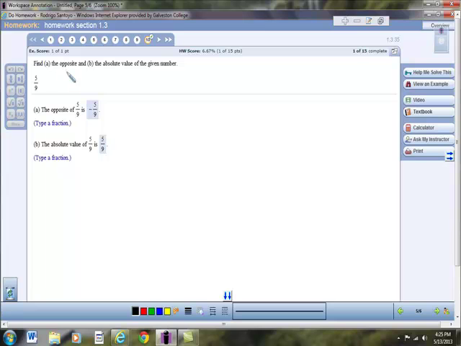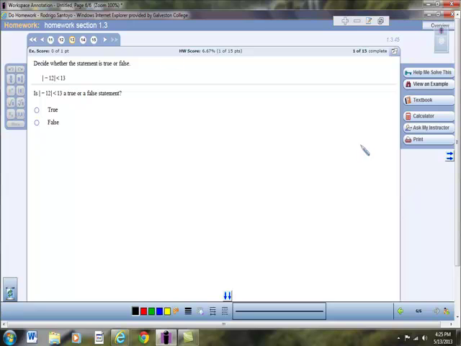Here, find the opposite and the absolute value. The opposite of a positive number is a negative. That's why it's a negative. Absolute value will always be a positive number. Doesn't matter what the number is, it will always be a positive. So here we see it ends up being the exact same. Don't get confused and make it a negative, because absolute value will always be a positive solution.